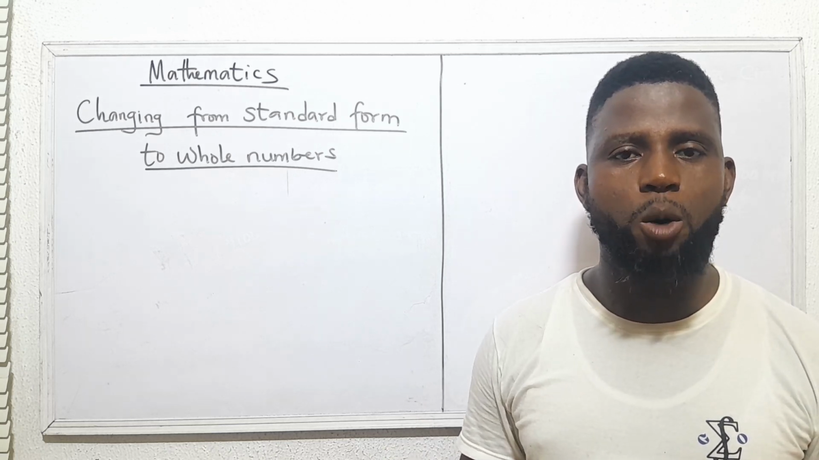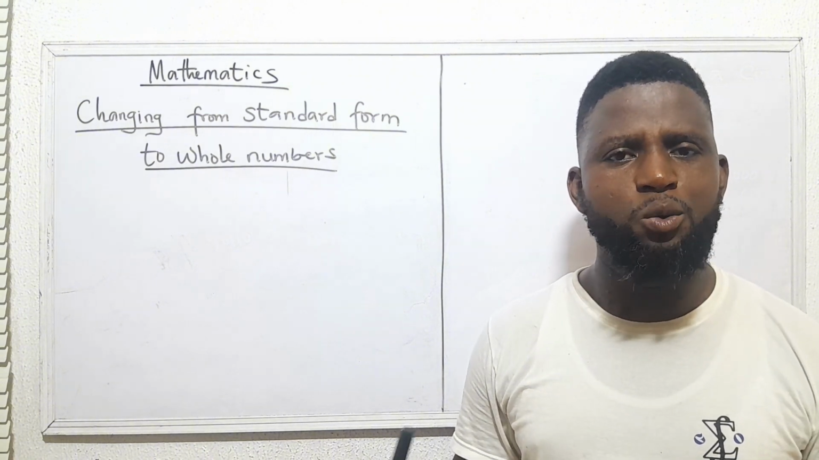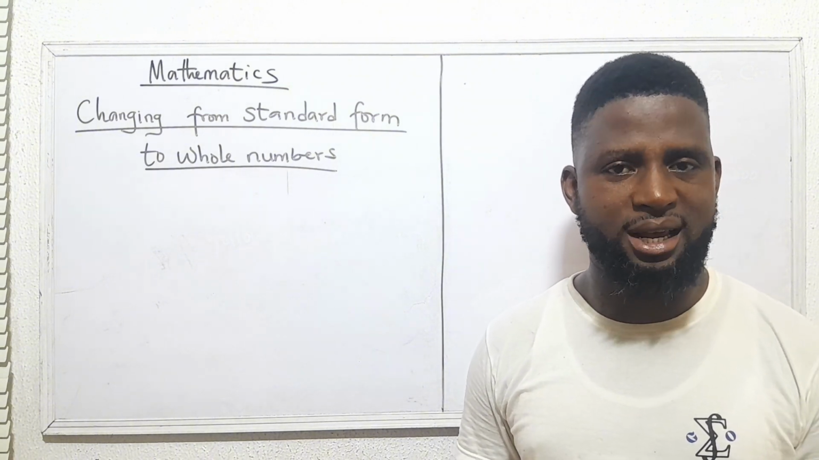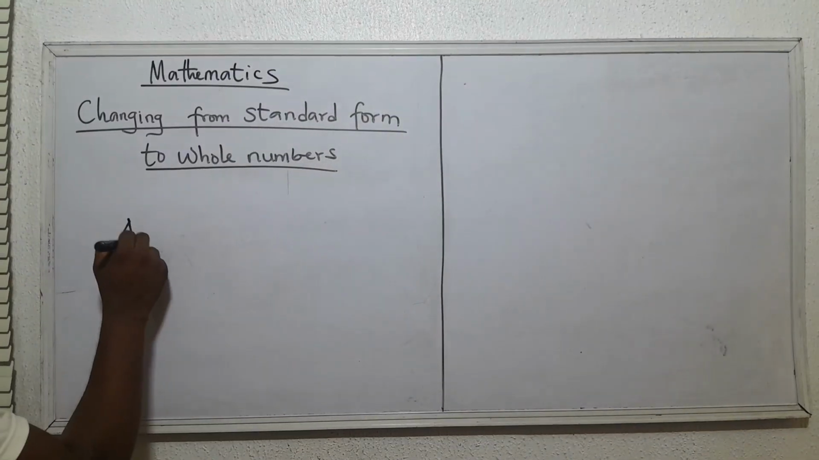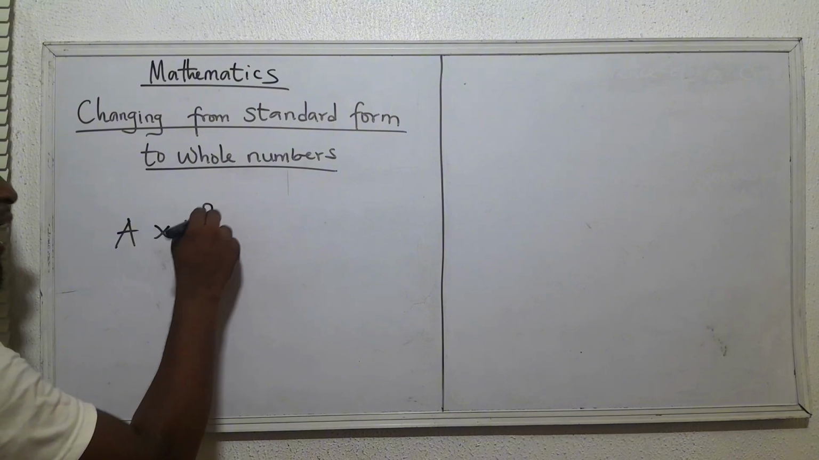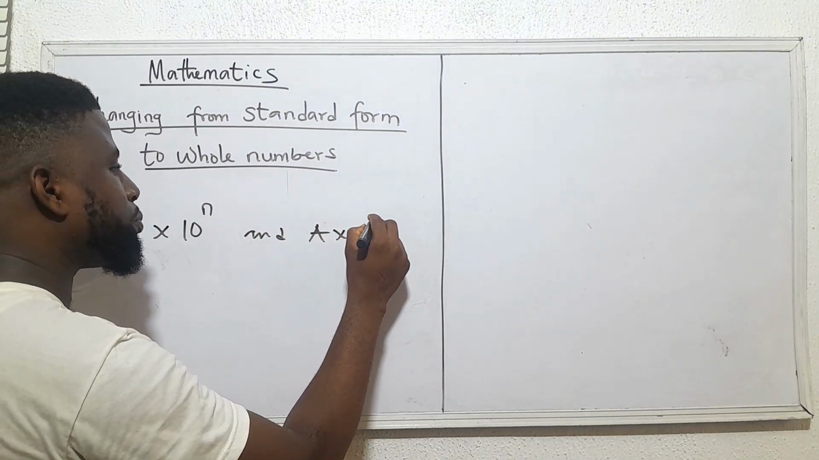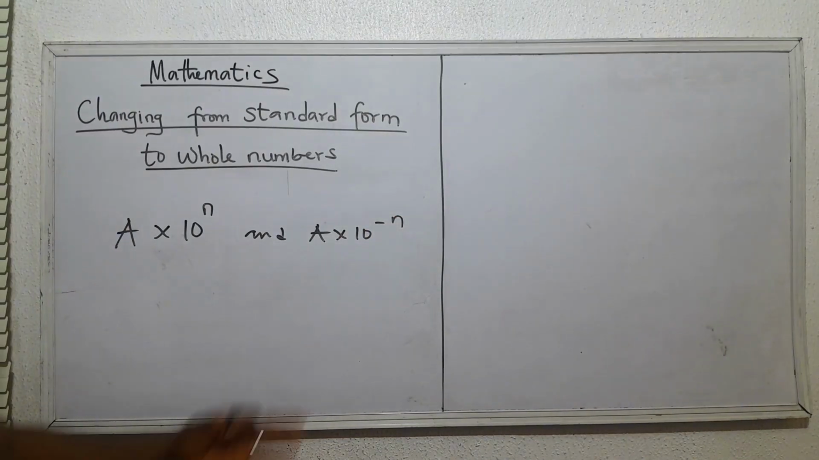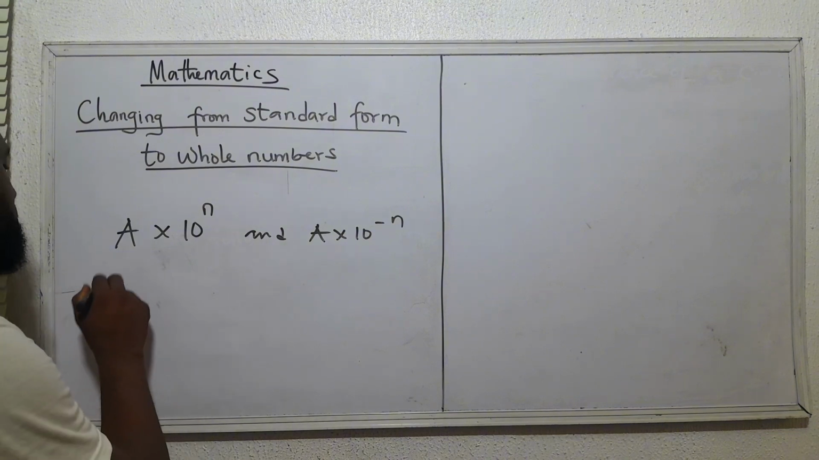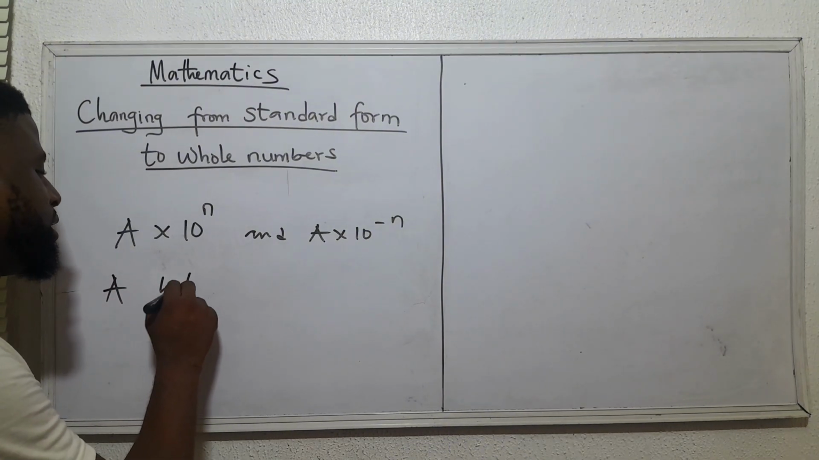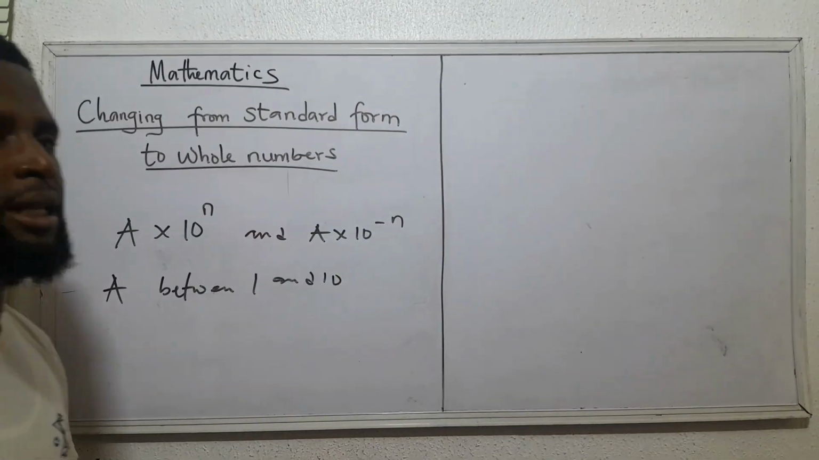In our last class, we looked at the topic writing whole numbers and decimal numbers in standard form. And then we said to write whole numbers or decimal numbers in standard form is to express the numbers in the form a times 10 raised to the power n for whole numbers and a times 10 raised to the power minus n for decimal numbers, right? And then we said a is clearly a number between 1 and 10, right? That's for that in our last class.